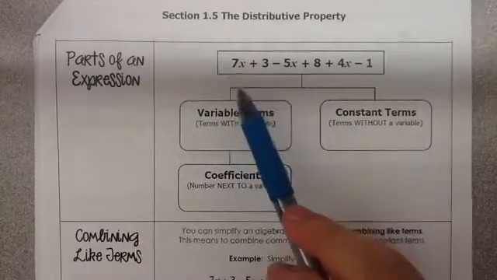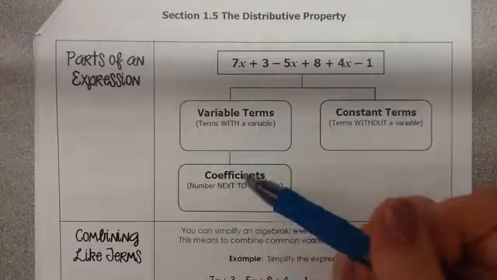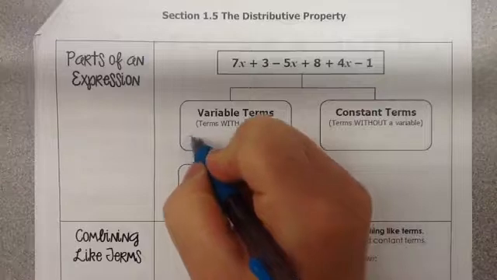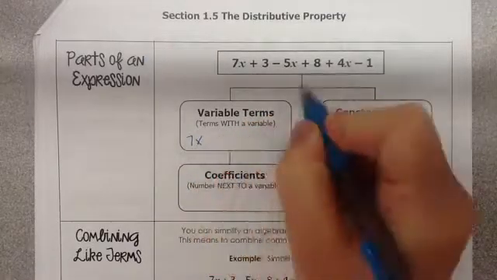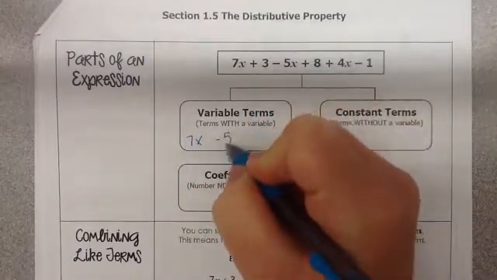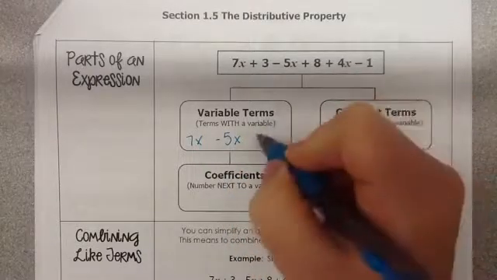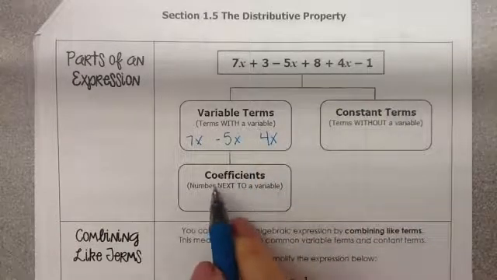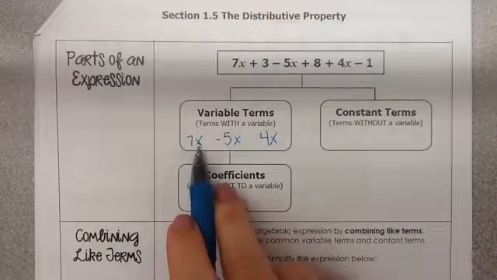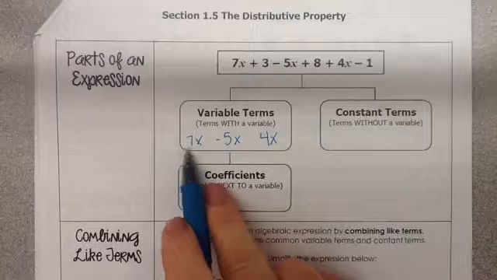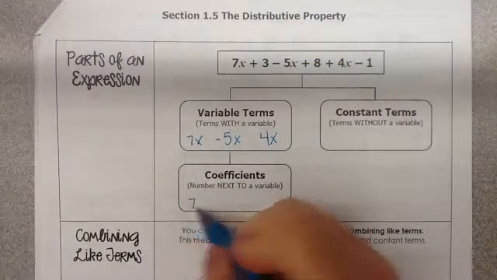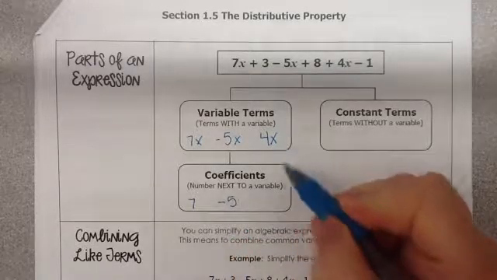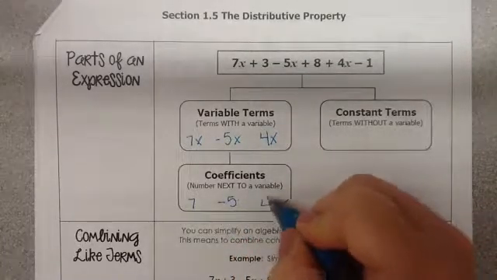If a term has a variable, we call them variable terms. So if they have x's, they are variable terms. So those would be 7x, negative 5x, and 4x. The coefficient is the number in front of the variable. So here this coefficient would be 7. What's the next one? Negative 5. And the last one? 4.